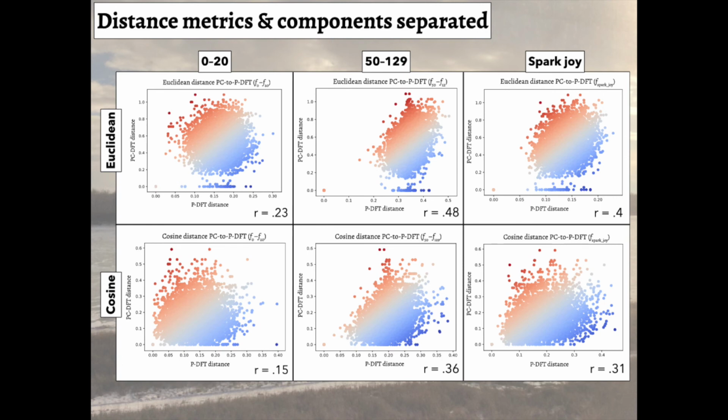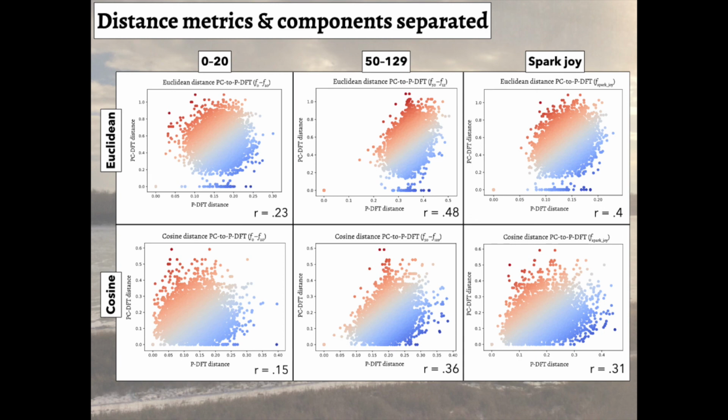Each of these boxes compares P-DFT and PC distance, but using some different choice of P-DFT components and a different choice of the distance metric. Each dot represents a pair of chords. The color gets brighter as it gets further from a perfect ideal correlation. You can see that the correlation is stronger when we only use higher P-DFT components. That's no surprise given what we looked at earlier. You can also see that there's a strong effect of whether we use a Euclidean or cosine distance metric even within the same choice of components.